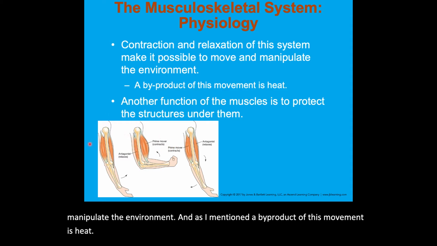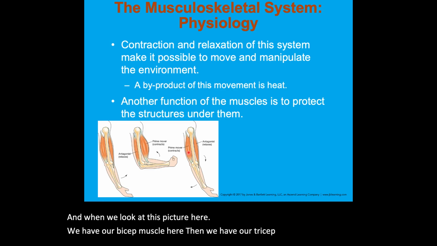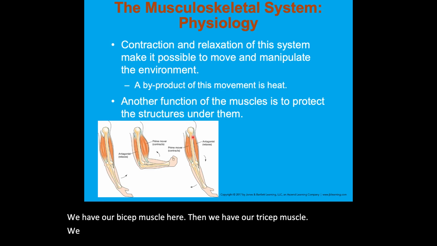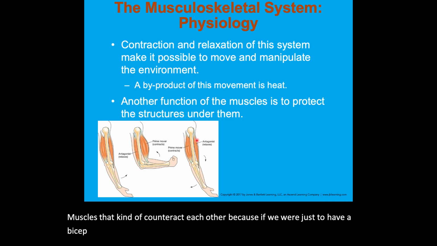And when we look at this picture here, we have our bicep muscle here, then we have our tricep muscle. We have muscles that kind of counteract each other, because if we were just to have a bicep muscle, our arm would constantly stay flexed. Our tricep muscle allows us to straighten our arm out.